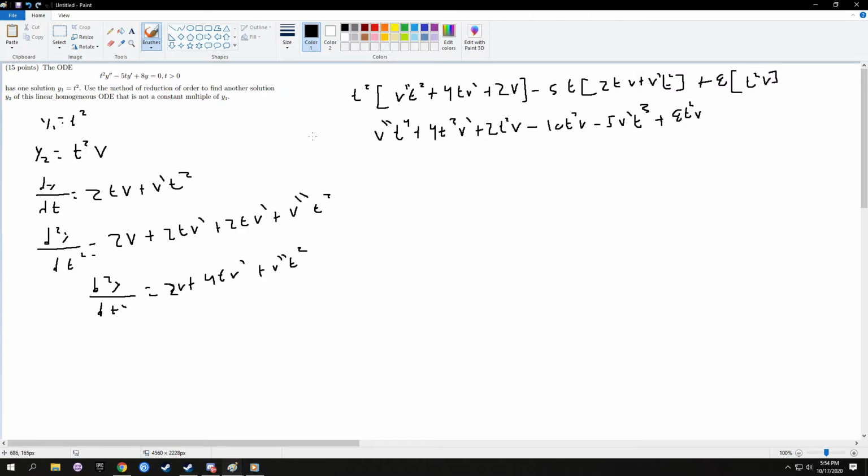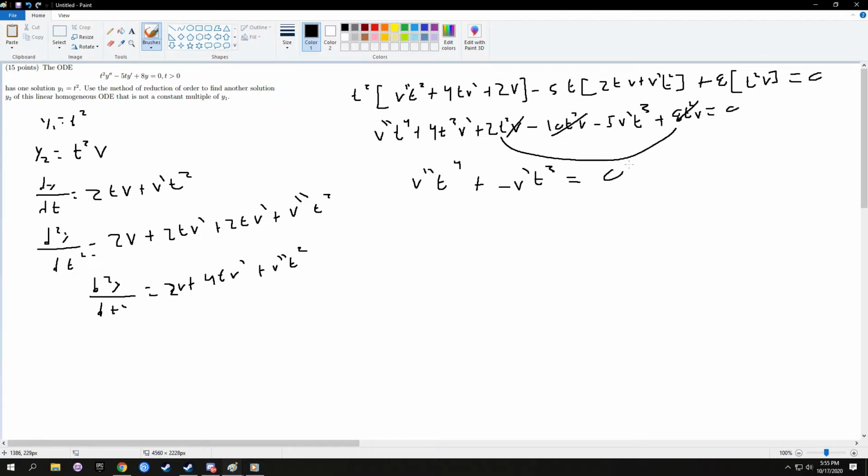Okay. So now I'm going to see this will add with this, and this must cancel with the negative 10, because 8 plus 2 is 10, and then 10 minus 10 is 0, so the v's have to go away. Like I said before, they have to go away. So I'm going to be left with this equation: v double prime t to the fourth, and then I add these together, so I actually get minus v prime t cubed, and this will all equal 0.